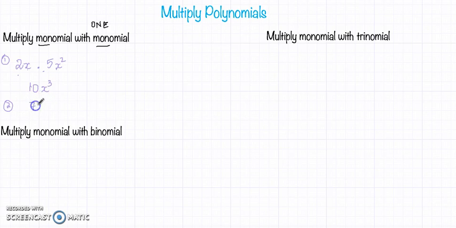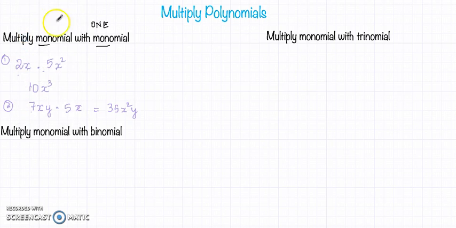One more example. Let's say you have 7xy times 5x. So your answer would just be 7 times 5, 35. X and x, there are two x's here, so x squared, and then just a y. It's very simple. Monomial versus monomial is very simple.